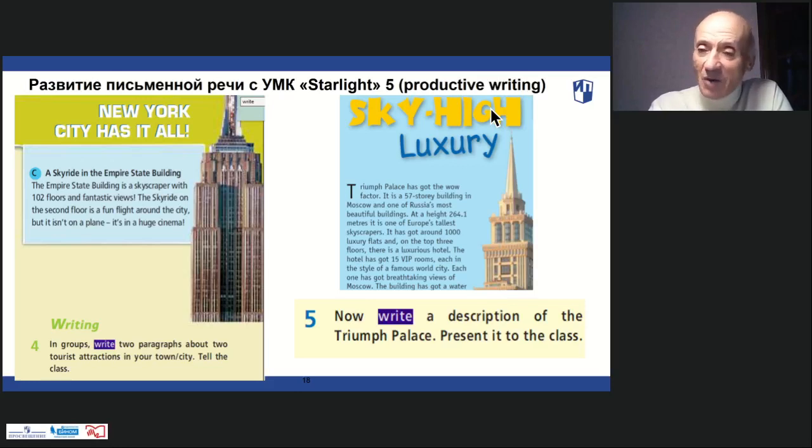There is something in common, of course, and it's also very tall. This building in Moscow, and in the USA, the Empire State Building has 102 floors and fantastic views. And how many floors are there in the Sky High Luxury building? They have to find out, read the text. If the text is missing some details, the children are encouraged to use the internet and then write a description.